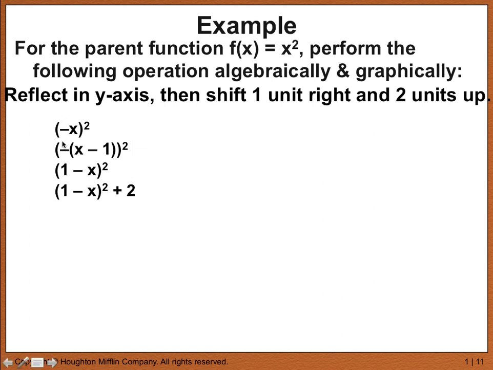Notice that from here to here, from the second to the third step, all I did was rewrite. I really didn't do anything but rewrite. So don't be confused by that. And then finally, from the third to the fourth step, of course, that's where I took into account the shift of 2 units up. And so this is what I end up with. I end up with 1 minus x squared plus 2.